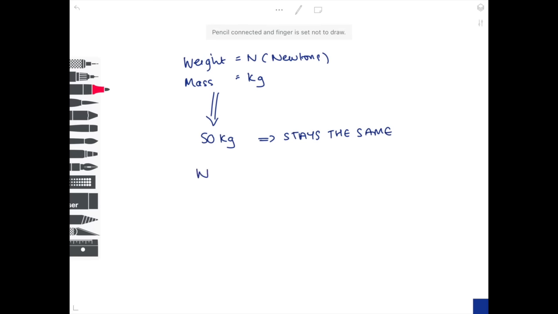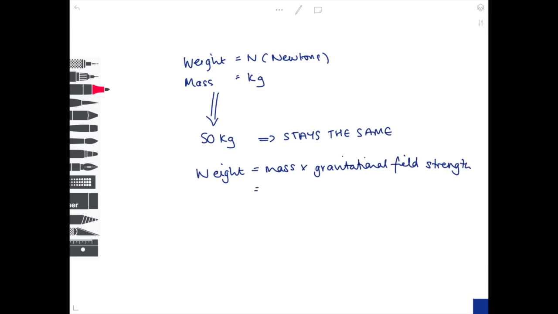If we look at the equation linking the three, you find that weight equals mass times gravitational field strength. So if you have a mass of 50 kilograms, you're standing on the Earth, which has an approximate gravitational field strength of 10, your weight will therefore be 500 newtons. So this would be the case on Earth.